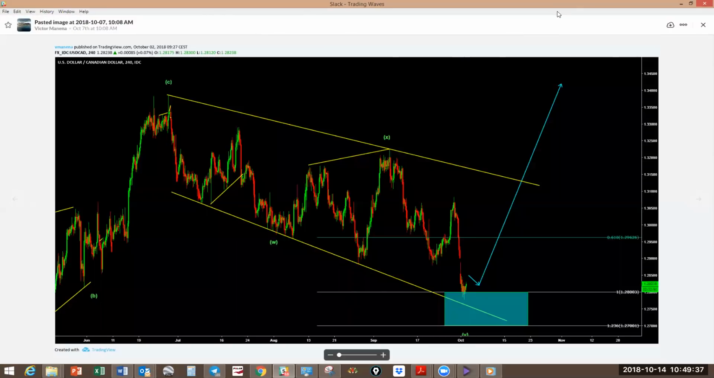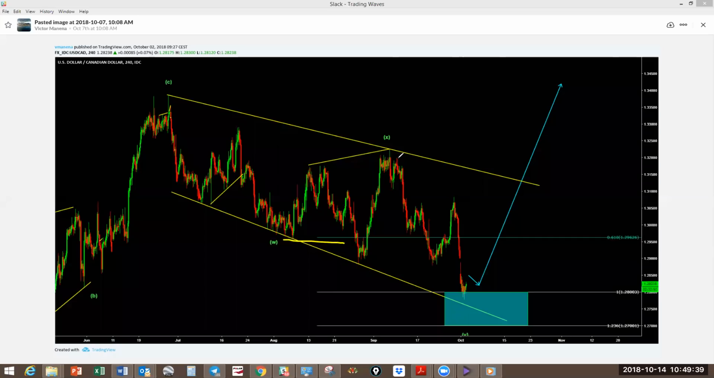And then US dollar CAD. You can see this we have been talking about from when we were building this correction, that we were going to come into the blue box. This is an amazing trade. We came into the blue box, looked for entry, and down. This pair is around this level now. Okay, it has almost gone up to this level.